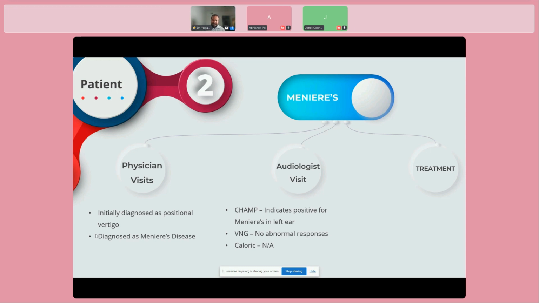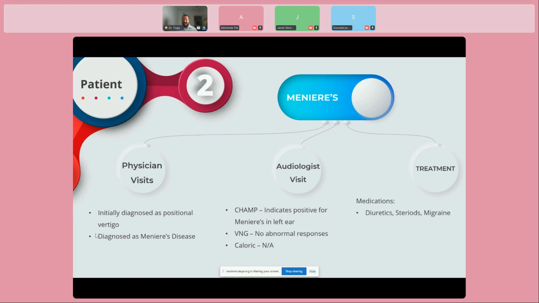But anyway, CHAMP was done and it was diagnosed as Meniere's. But again, the report was really not that good. VNG was considered multiple times actually over the 14 years, and the responses were completely fine, no abnormal responses. Caloric was not available, but the client was told that he has normal caloric. So they could not find any information except for the CHAMP.